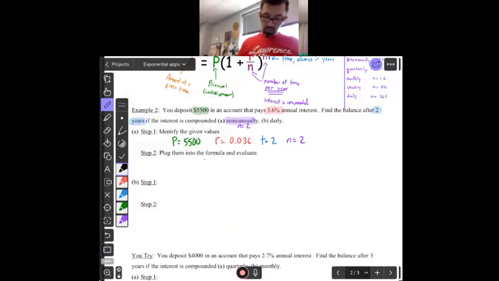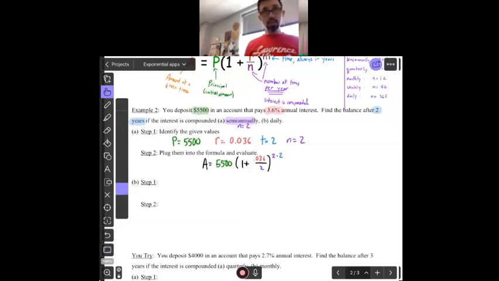So A equals 5,500 times 1 plus 0.036 divided by the purple 2, not the blue 2, all to the 2 times 2 power. So you guys certainly can feel free to do that multiplication there in your head, 2 times 2. If you're not going to do that, and sometimes you won't want to do that because the next one we're going to do is going to have an n value of 365. We're not going to want to do that multiplication in our head.